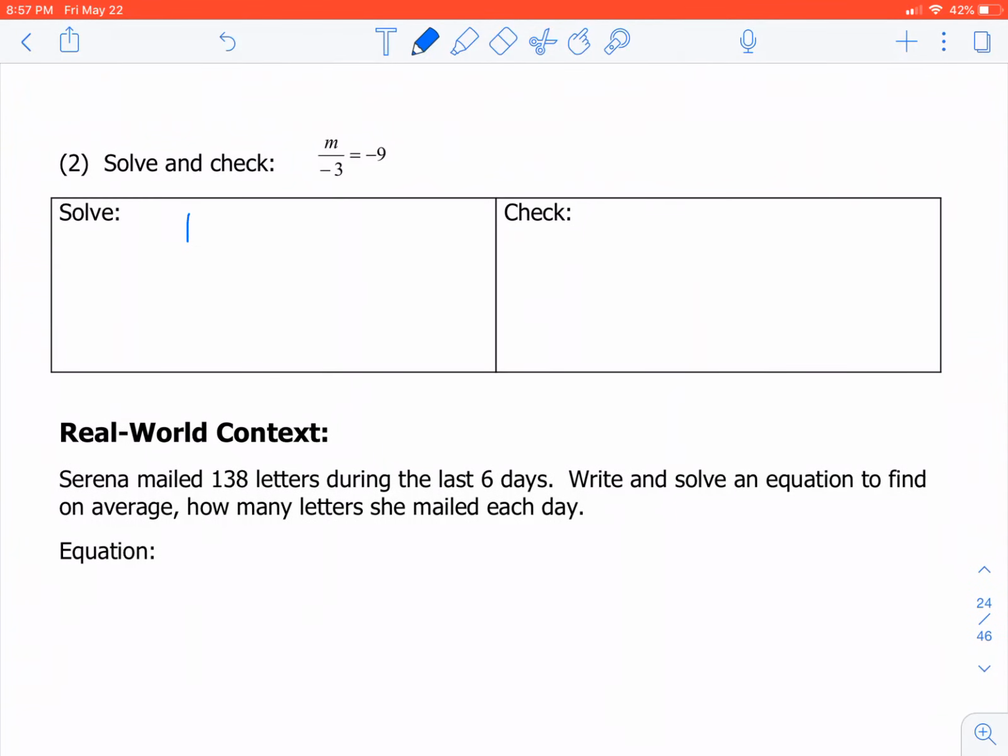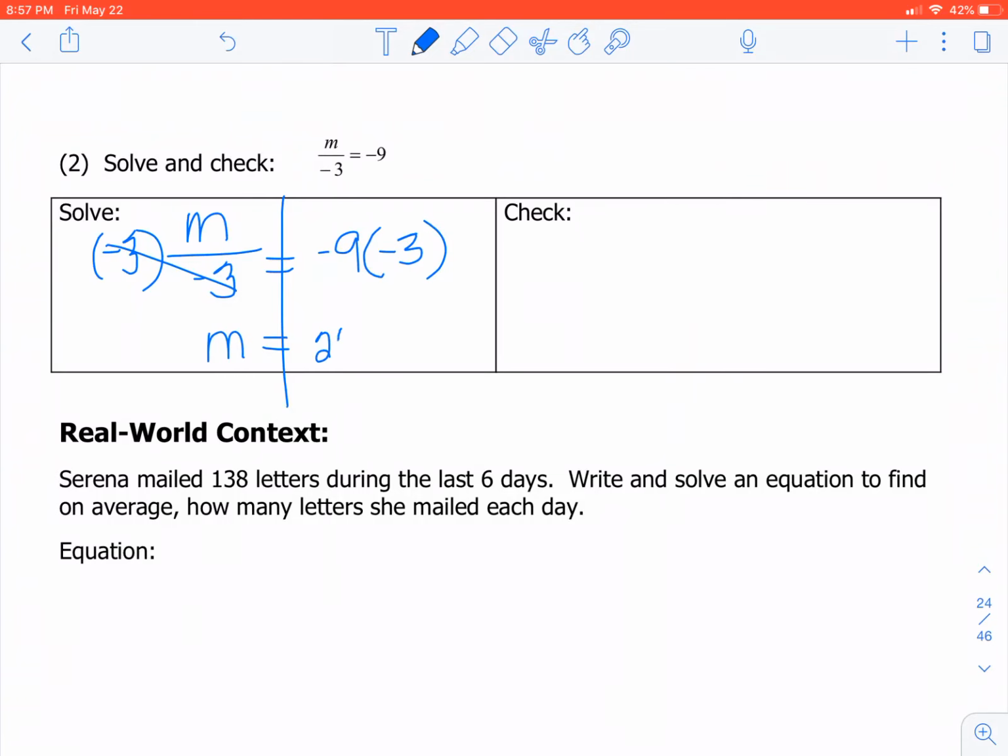All right, last example here before we do a word problem. So here we go. Here's our problem. I want to get that m by itself. So the number underneath is negative 3, which means I'm going to multiply by negative 3. Those cancel out, leaving us with just m. On the other side, I have negative 9 times negative 3, which is positive 27.